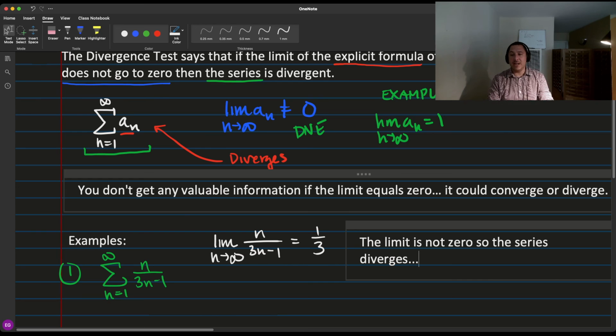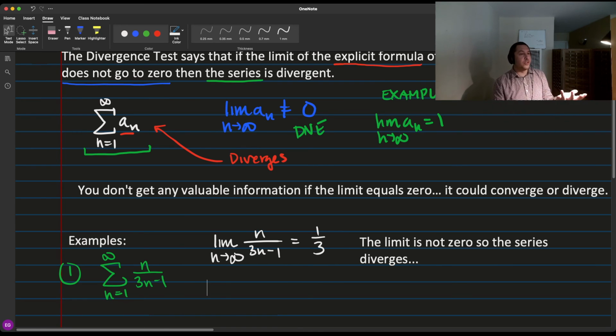Because you're basically adding, all those terms are getting closer and closer to 1/3. So it's basically like you're adding 1/3 forever. You keep on adding 1/3 forever, it explodes to infinity. The series diverges.